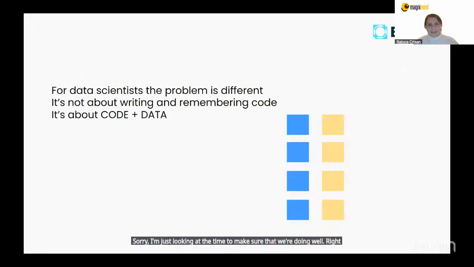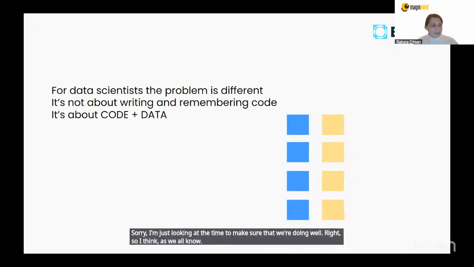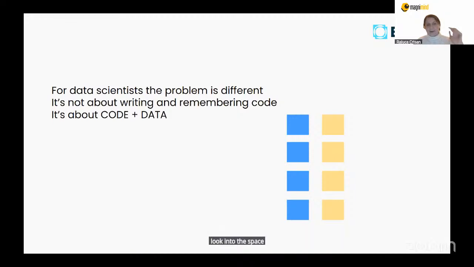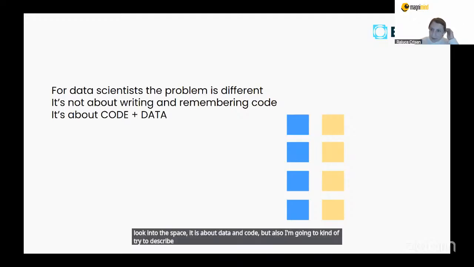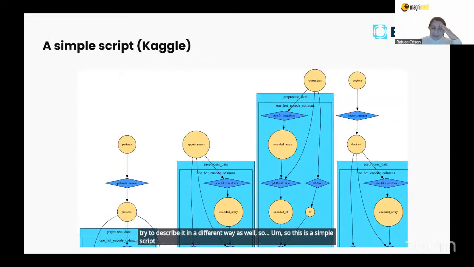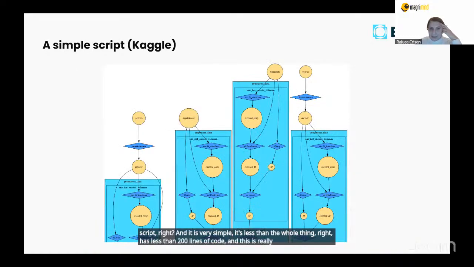Right. So I think, as we all know, it is about the problem that we normally look into in this space. It is about data and code, but I'm also going to try to describe it in a different way. So this is a simple script, right? And it is very simple. It has less than 200 lines of code. And this is the visual representation of it.